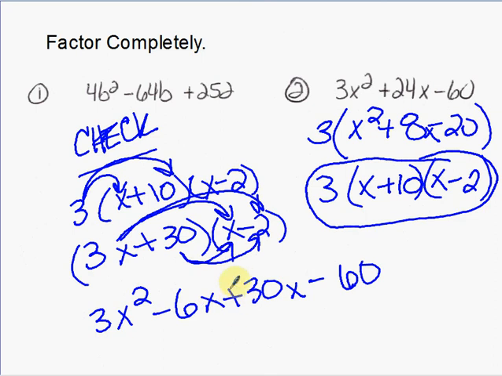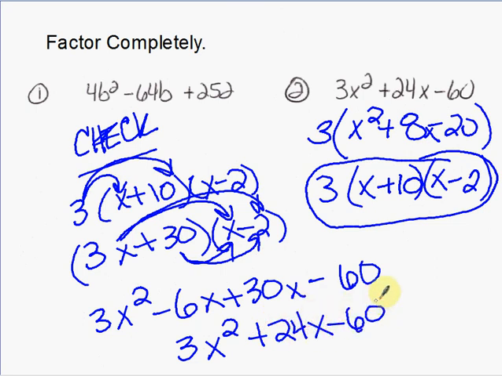Now I see two like terms right in the middle. Combine them up. That would give me a positive 24x. And then that minus 60 comes along for the ride. So you can see that when we do the multiplying, we get what we started with right there. That means that we have the right answer. Hallelujah. Alright, let's do 2 more problems here where we are factoring completely.